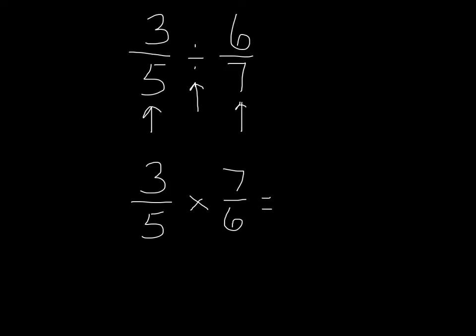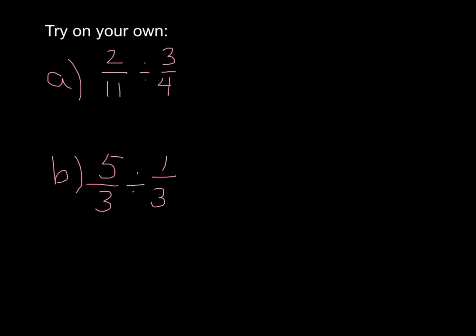So when I multiply straight across the top, we are going to get 21. Across the bottom, we'll get 30. Now, 21 over 30 can be simplified. 3 can go into both 21 and 30. So 21 divided by 3 is 7. 30 divided by 3 is 10. So please try these on your own.